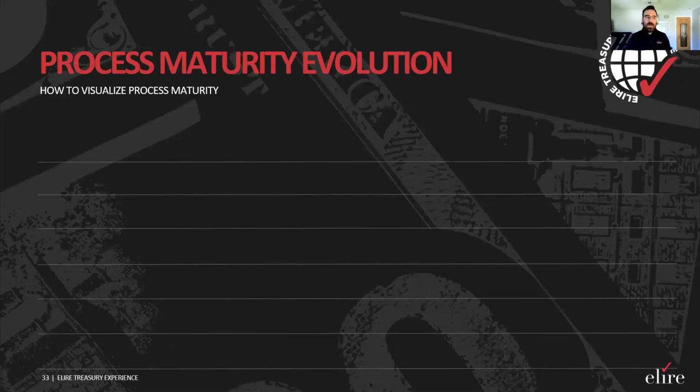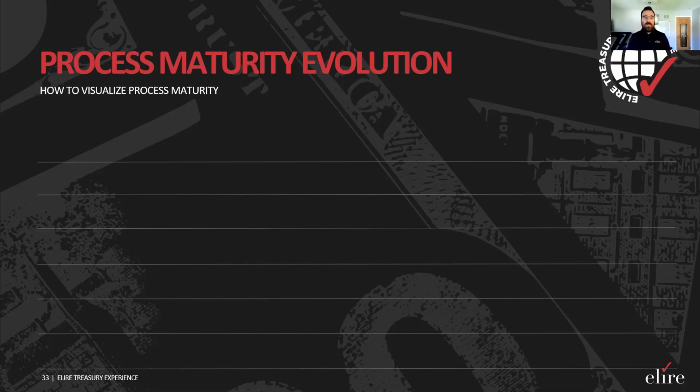So let's move on to how we can visualize everything. Process maturity evolution: once we've identified where we are, how do we get to where we want to be? The first thing that can truly help understand how to tie this all together is to visualize the treasury maturity analysis itself.